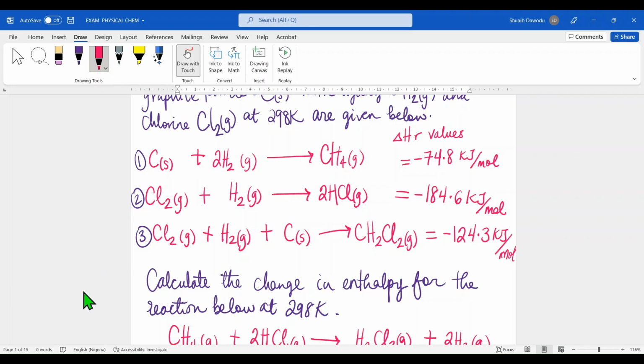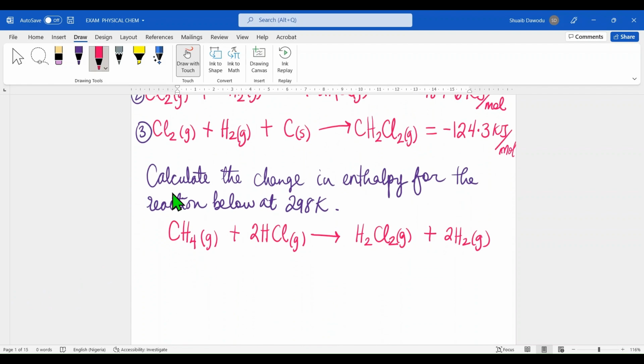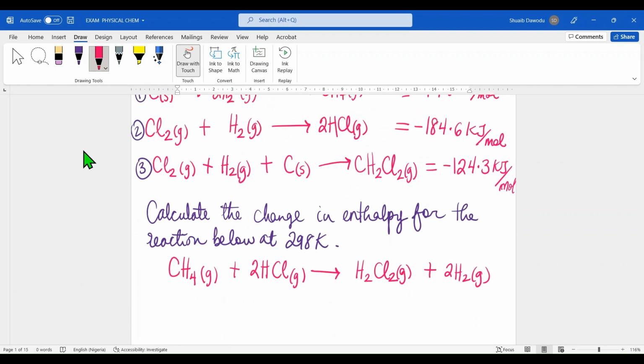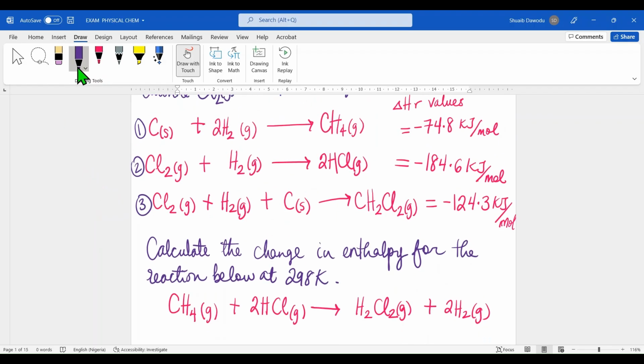So anyways, the next thing the question asks is to calculate the change in enthalpy for the reaction below. When you look at this reaction and compare it to equations 1, 2, and 3, you'd see that you have similarities. You have CH4 and CH4, you have 2HCl and 2HCl, you have CH2Cl2 and CH2Cl2. I forgot to put the CH2 there. You also have a bunch of H2s here.